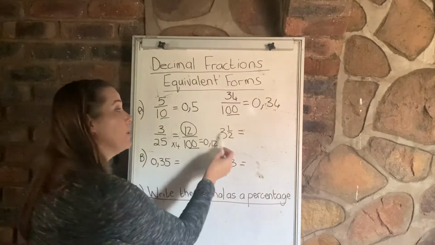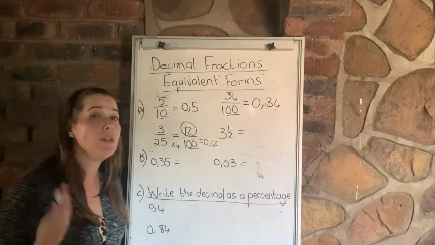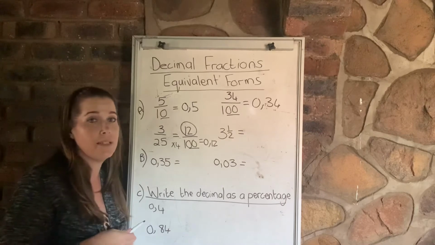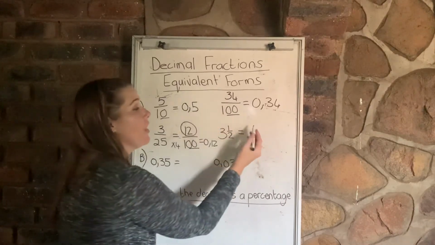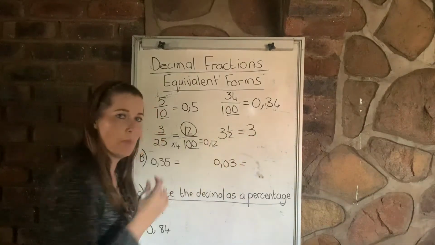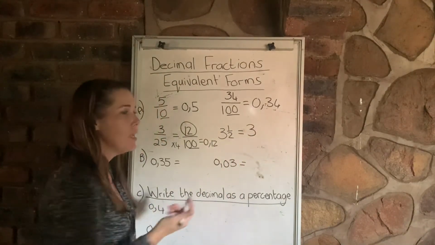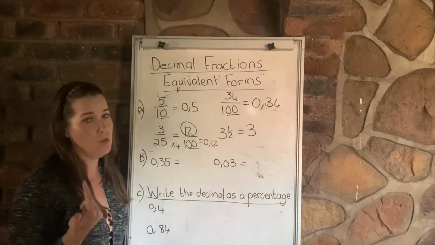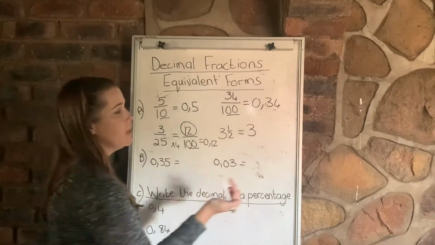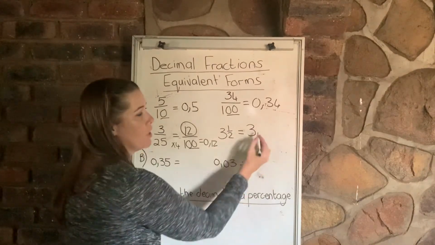Now if we look at 3 and 1/2, remember sometimes a fraction is more than 1. It's not always less than 1. So that 3, it's a whole number. So that 3 must be in front of the comma because it is a whole number. Then again the 2, you must either take to 10, to 100 or to 1,000. So we're going to take it to 100.